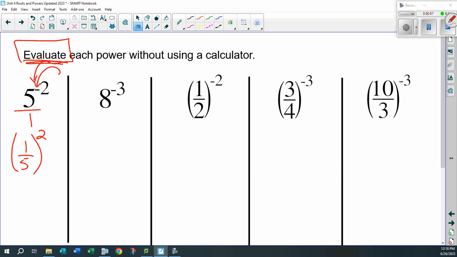Oh, okay. So what does this mean? Upstairs, downstairs, mailman. That 2 gets distributed to both. You get 1 squared over 5 squared. Well, 1 squared is just way too easy. That's 1. 5 squared, no, that's 25. There's your number. That's how it works. That simple, that easy.